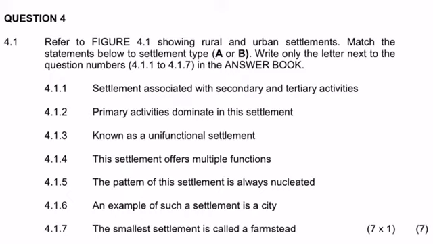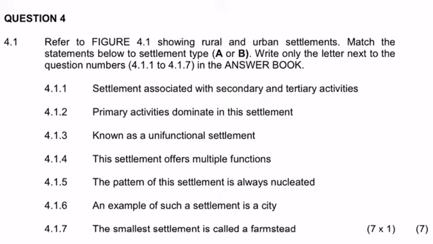Okay, so now let's move to 4.1.7, which is the last question. The smallest settlement is called a farmstead. Very, very much important, guys. Here we're comparing two types of settlements. I think we've got keywords in this question, which are smallest and farmstead. Let's try to remove those two words. You remain with the settlement is called A. Can you see, guys?